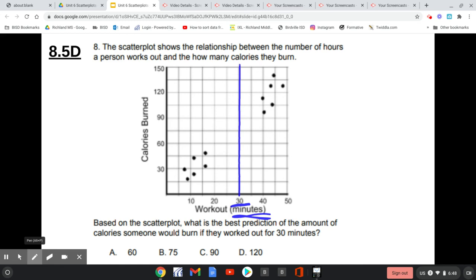Okay, and it says based on the scatter plot, what is the best prediction of the amount of calories they would burn if they worked out 30 minutes? So here's the calories burned, and we can see that the lowest number is 60, and we can see that that's probably not going to be it, and the highest number is 120. But let's just take a look. I'm going to draw the line differently this time. I'm going to draw the top line and a bottom line. Actually, no, I think I'm just going to draw it through the middle.